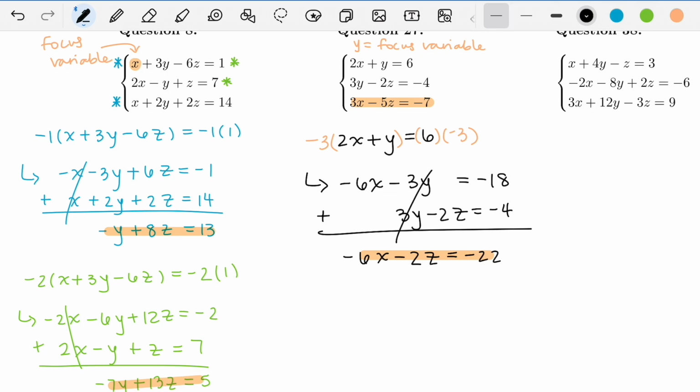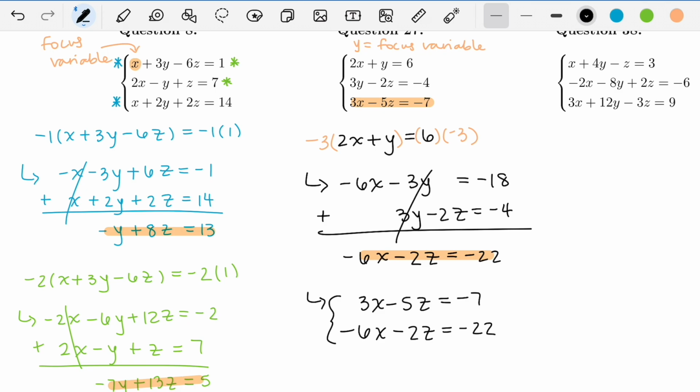So we have our two equations, 3x minus 5z is equal to negative 7, and minus 6x minus 2z is equal to negative 22. So this is our new system here. And in this case, what we can do again is elimination. So we can add these two together to get rid of one of our variables.